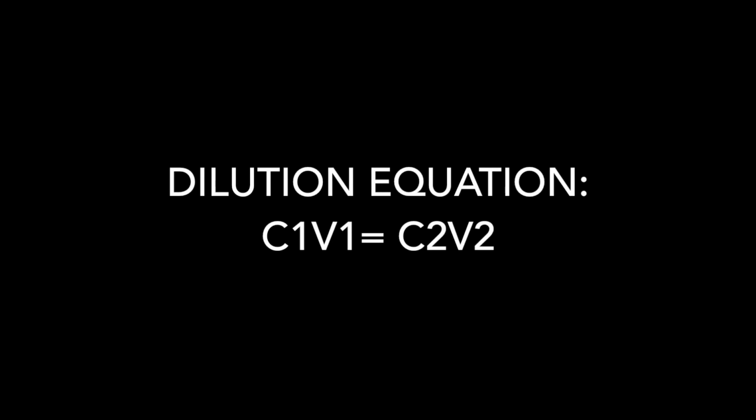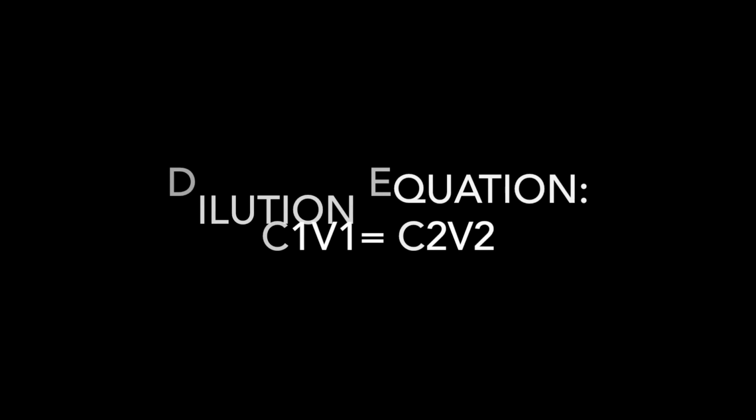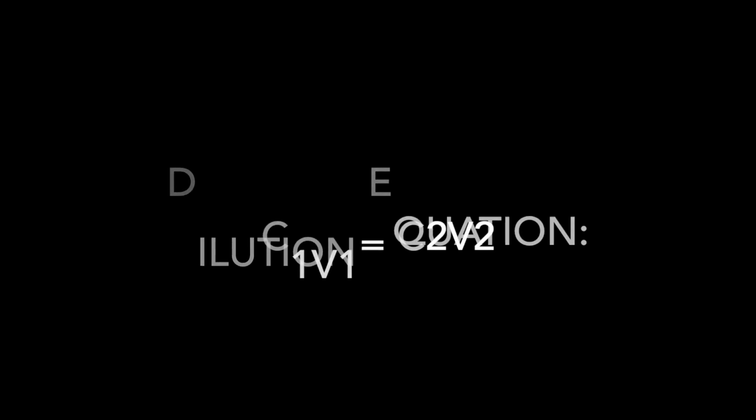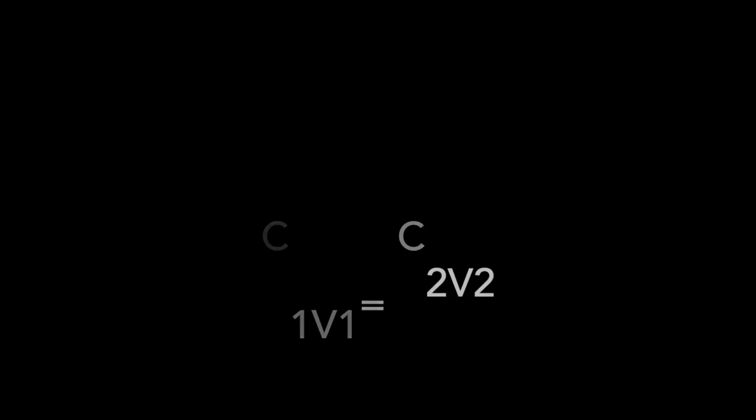C1 is the original concentration of the stock solution, in this case 20%. V1 is the initial volume that we obtain of the stock solution. C2 is the concentration we will obtain from diluting the 20% stock solution with water. This is what we're solving for. V2 is the final volume after the dilution is performed, and it will be 25.00 milliliters for all four of the dilutions.